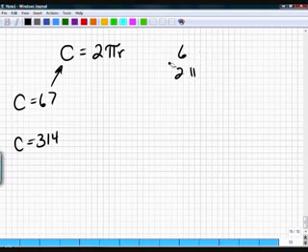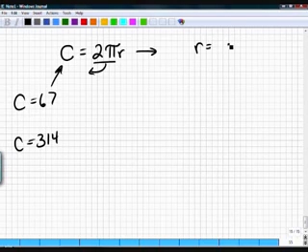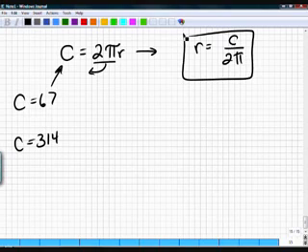Why not just start out and take this formula? This is the reason we learned that stuff from a while ago. Why not take your formula and move the 2 pi over there? So you get r is equal to what? C over 2 pi. This is what we did a while ago, if you look back in your notes, where I told you to solve that for r. R is equal to C divided by 2 pi.